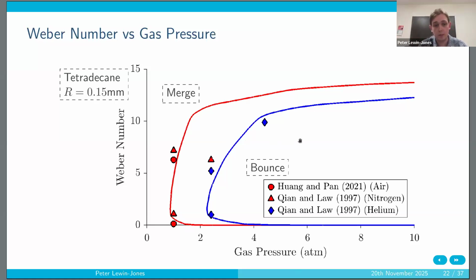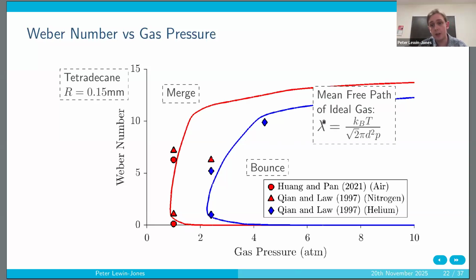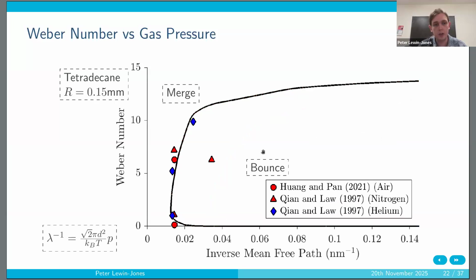And for constant temperature, the mean free path is inversely proportional to the pressure. So all of the effect of changing the ambient pressure is through changing this mean free path. And so if I plot this against inverse mean free path, then the data for the different gases collapses onto a single curve, which is really nice. It turns out that as long as the gases have roughly the same viscosity, all that matters is this mean free path, and the data collapses really nicely.